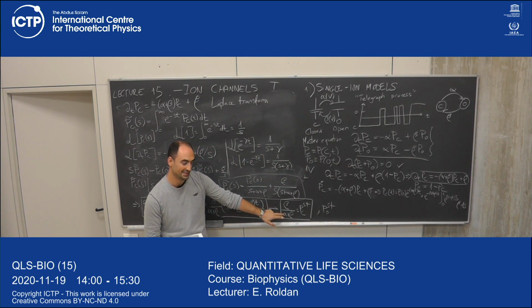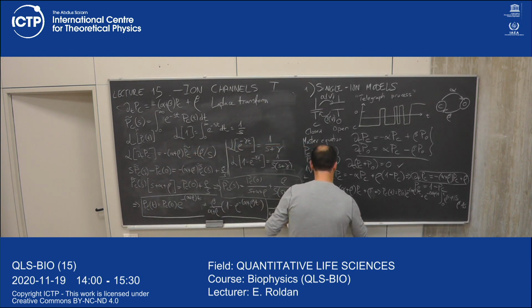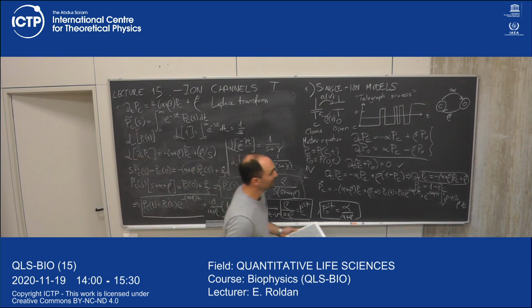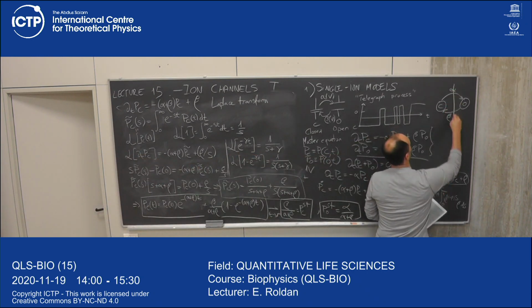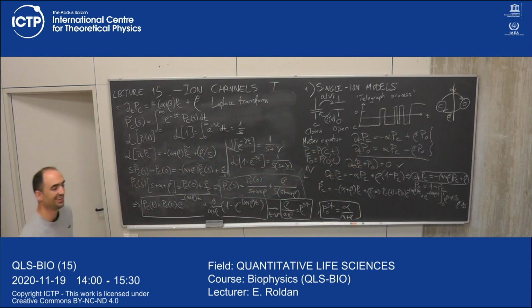What is Po stationary? Alpha divided by alpha plus beta. They should sum to 1. Exactly. Fine. So with this we have something. Now a question I can ask you is, what is the current between these two states? So the current from C to O, the stationary current.